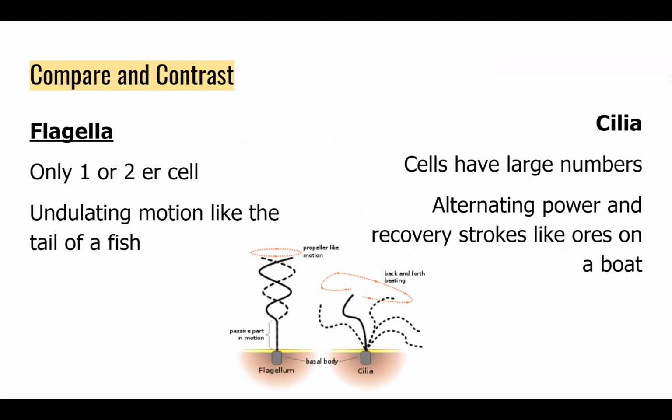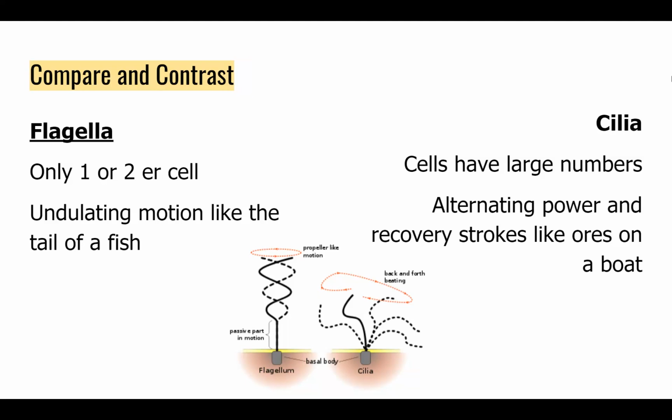All right. So we're going to compare and contrast a little bit. Instead of a Venn diagram, I just have two main points. A cell with flagella will usually only have one or two, because they're typically a lot bigger than cilia. Cells with cilia have a lot of cilia, a lot of those little fingers. And the way they move is also really different. Flagella will move in an undulating, propeller-esque motion, like a fish. So we've got the little swimmy stuff moving in a circle.